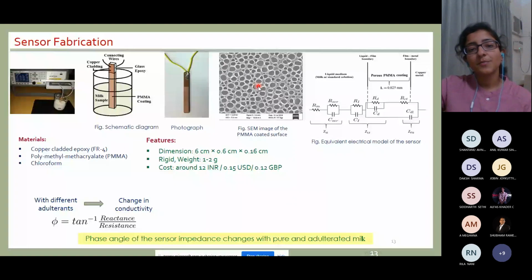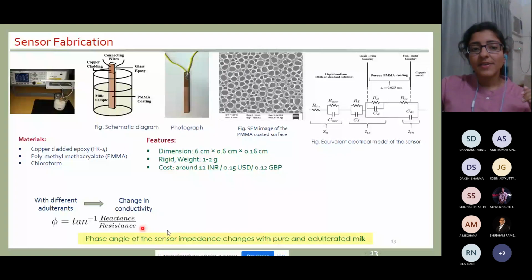And because of this porous nature, when we dip the sensor inside the milk, the different adulterants and the ionic concentration of the milk change, and ions are diffused through this porous coating. And because of this, I think you know, the phase angle changes, because it is working as an RC circuit, where the resistance and the capacitance are in parallel.